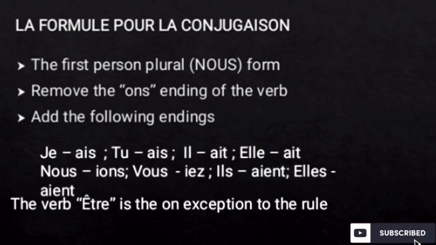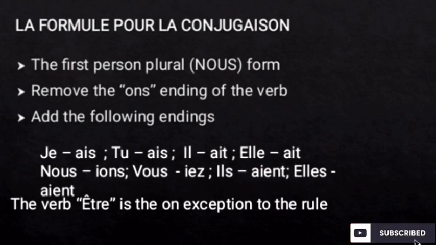For je, you add what we call the AIS. For tu, you add the AIS. For il, you add the AIT. For elle, you add the AIT. Il, AIT, elle, AIT. For nous, IONS. For vous, IEZ. Ils, elles, plural, AIENT, elles, AIENT.